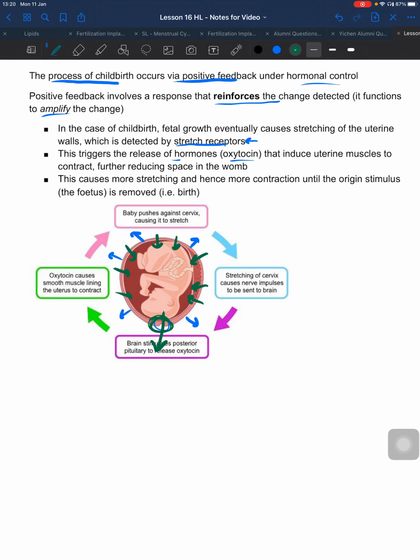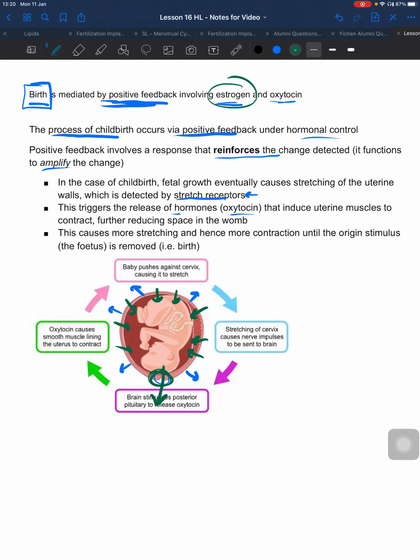Okay. In terms of estrogen, estrogen levels actually just slowly increase during pregnancy. And that helps maintain the pregnancy. But as soon as oxytocin starts being produced more, estrogen levels start to level off and eventually slowly drop after birth. So the idea with estrogen is that it's maintaining the pregnancy throughout the whole process.